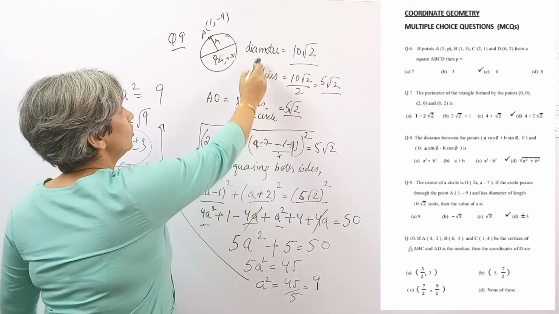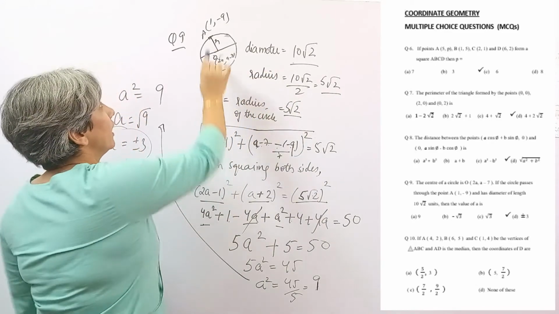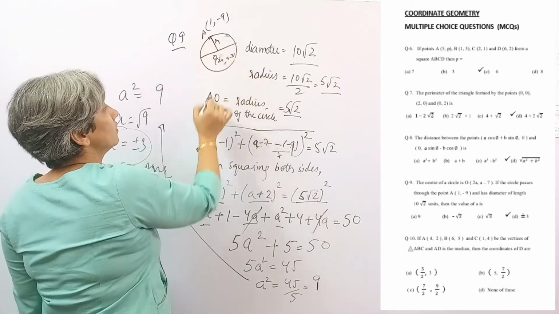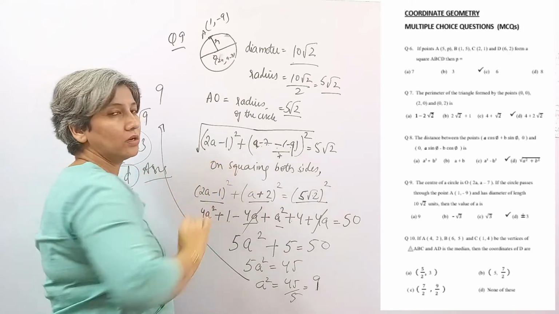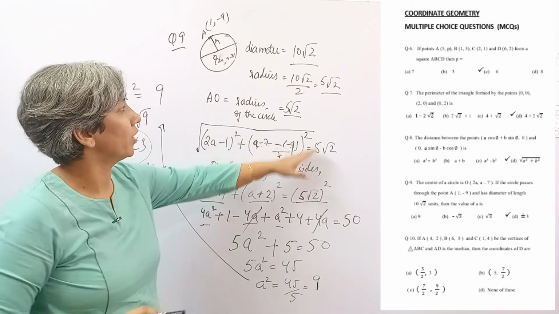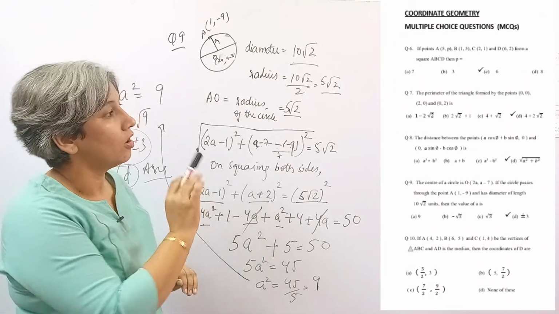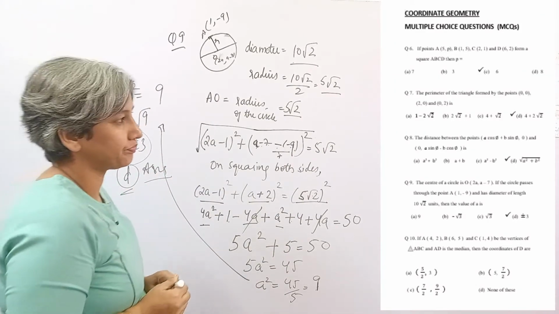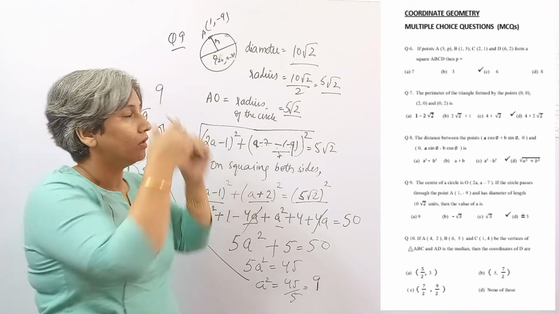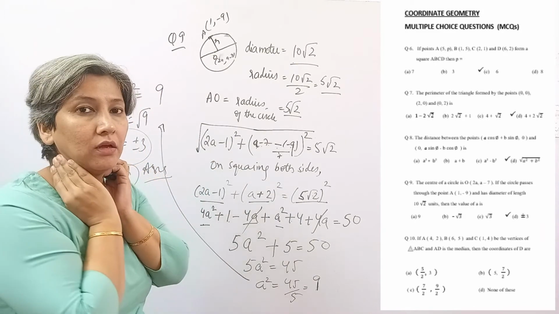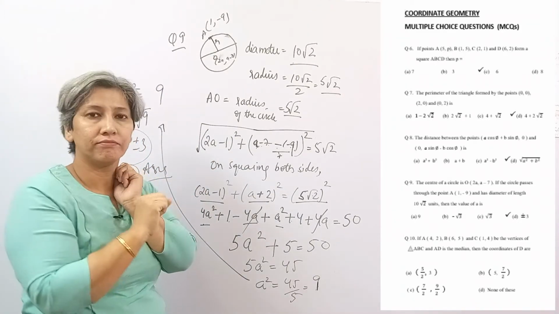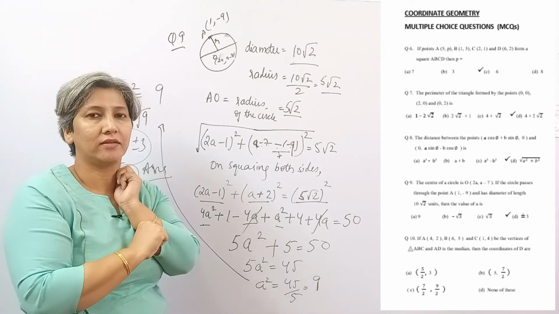Nothing we've done. We knew the diameter, so we got the radius. A is given, O is given, so the radius is AO. So we'll simply put the distance formula, equate it with the given radius, and find the value of a, which is plus minus 3, option D. So that was question number 9. Let's go ahead and do our next question, question number 10.